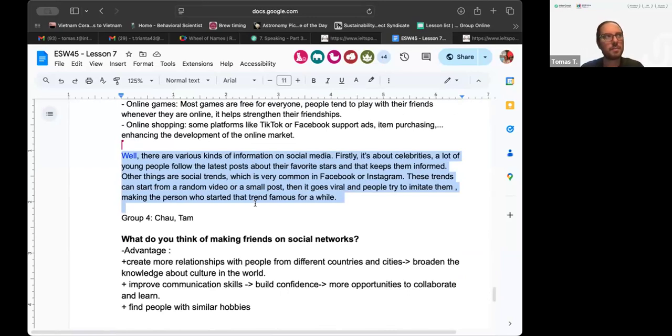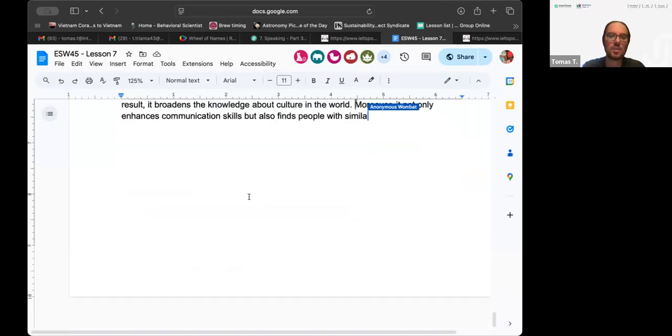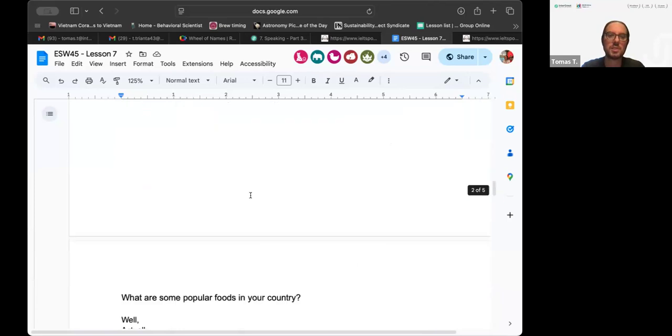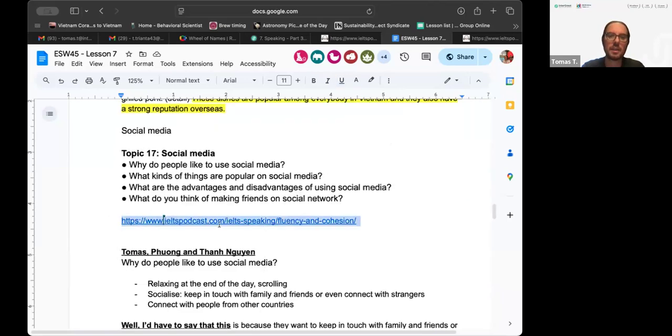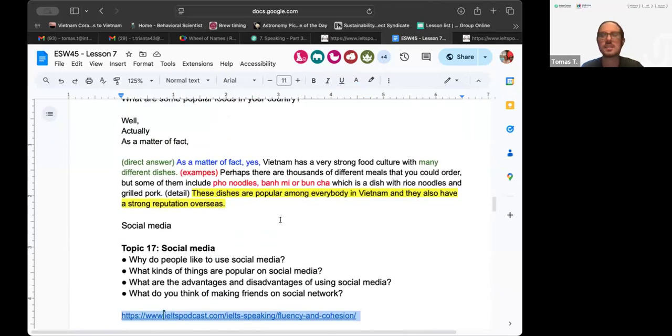So for now, for the homework, you're going to be answering some part 3 questions about food and just try to apply some of the things that we've done today, which is, you guys have some notes here about the fluency points, fluency markers, discourse markers. If you can include one of them in each answer, you'll be good to go.